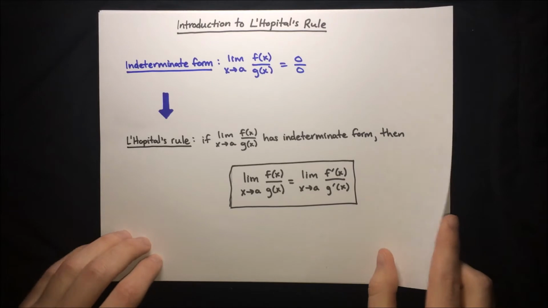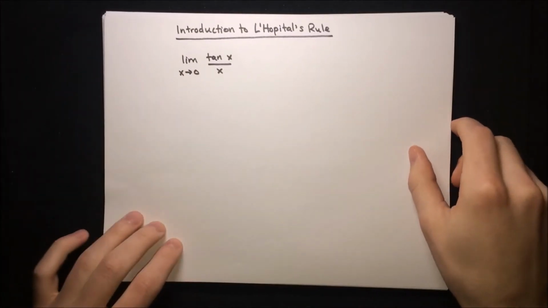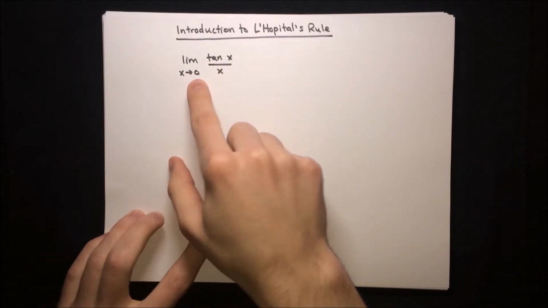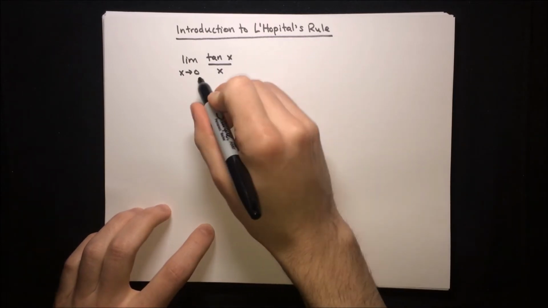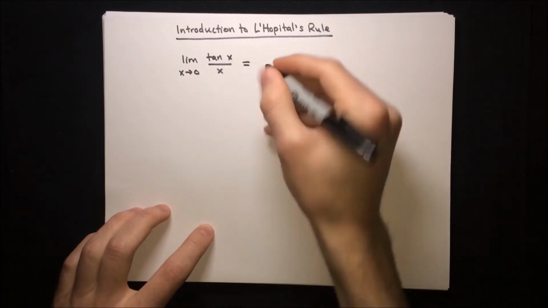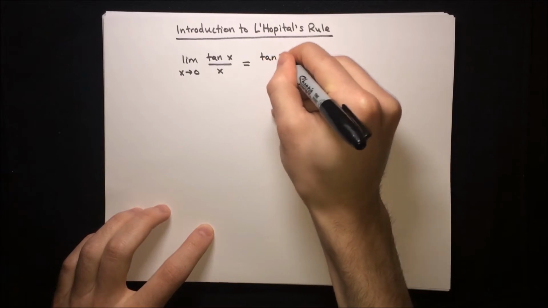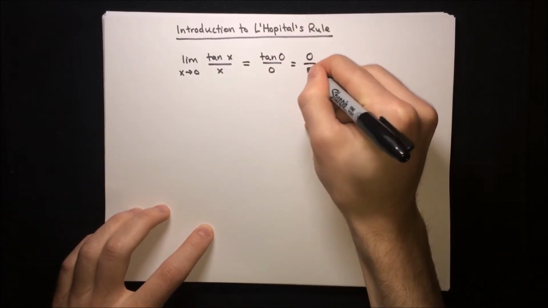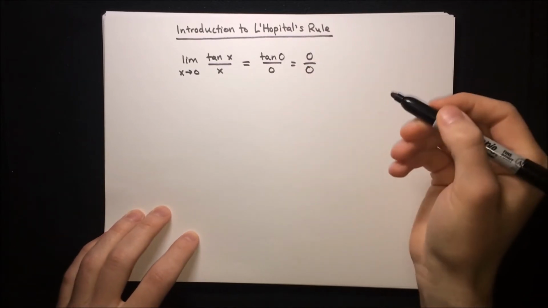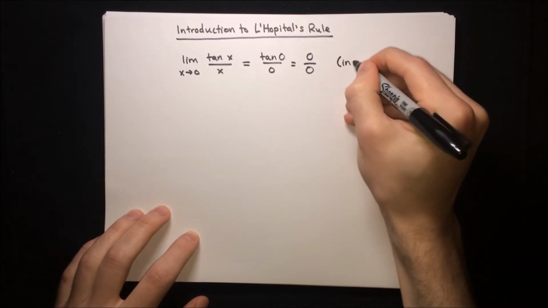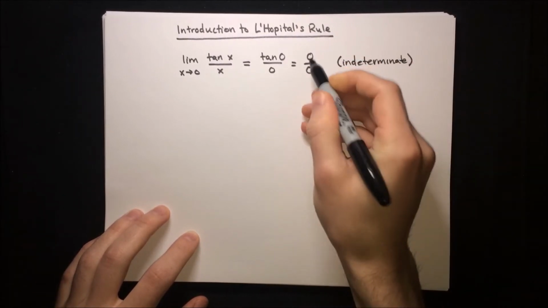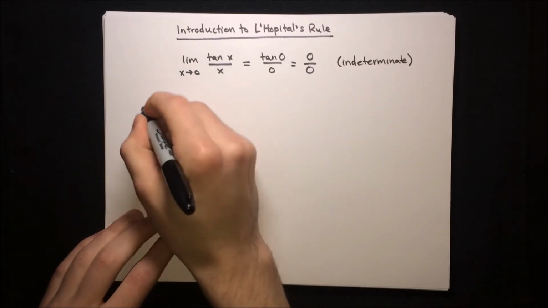Let's do some examples now. For our first example, we'll consider the limit of tangent x over x as x approaches 0. If we try to evaluate this limit by plugging in 0, we get tangent 0 over 0, and tangent 0 itself is just 0 over 0. So now we've got an indeterminate form of 0 over 0, which means we can apply L'Hopital's rule.